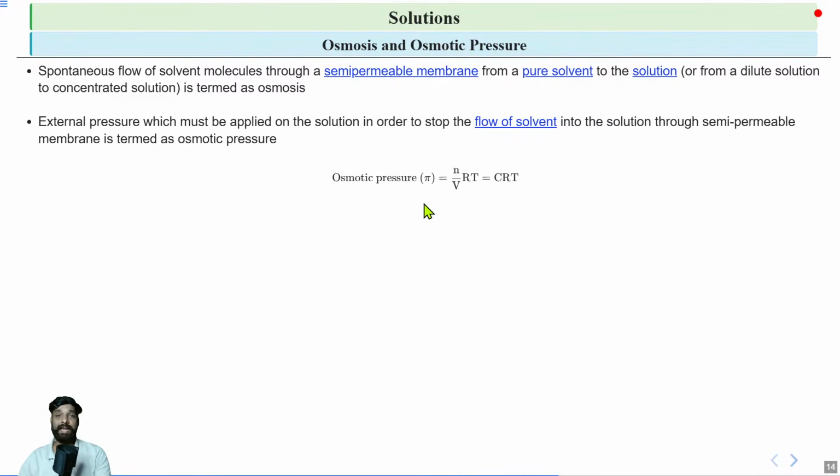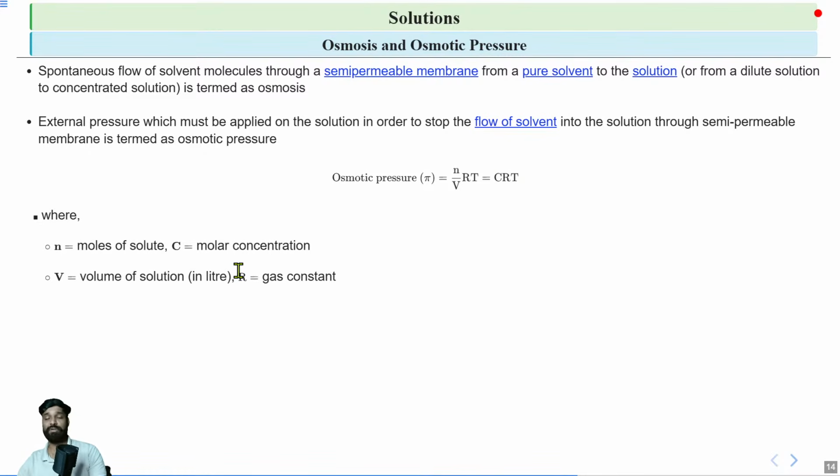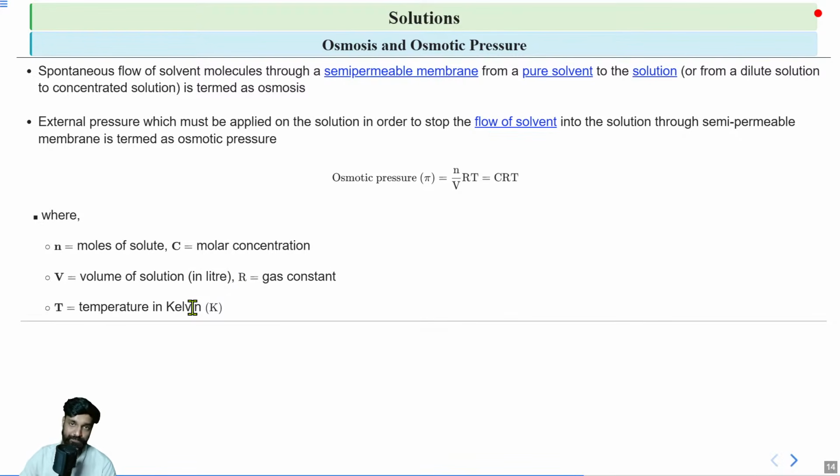And to calculate that amount of pressure which you have to apply to stop that spontaneous flow, your osmotic pressure, it is given by n by V into RT, or CRT. It is simply your molarity. So this concentration that we have used is your molarity. Here n is the number of moles of solute, C is the molar concentration, V is the volume of solution in liters, R is the gas constant, and T is the temperature in Kelvin. I hope you are getting my point about osmosis and osmotic pressure.